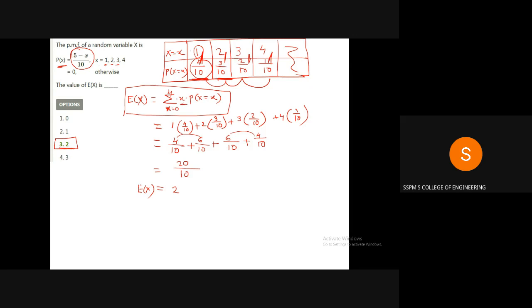Multiply x into p of x. See this, here it is x, this part. P of x means this part. You have to multiply and take the sum over all the values, for all x.